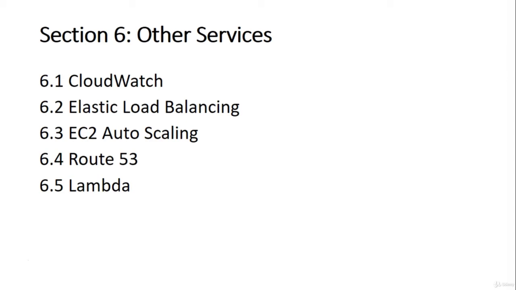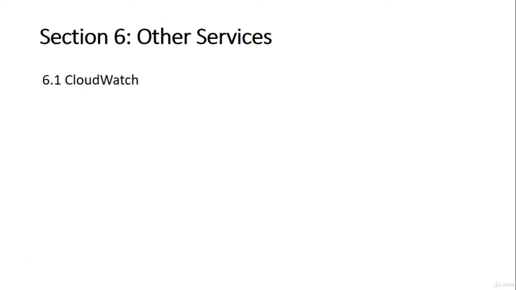Hello and welcome to the last section of this course, section 6, and that is about a few other important Amazon services. So here are the services: CloudWatch, Elastic Load Balancing, EC2 Auto Scaling, Route 53, and finally Lambda. So here's the first lecture of section 6, and that's about CloudWatch.